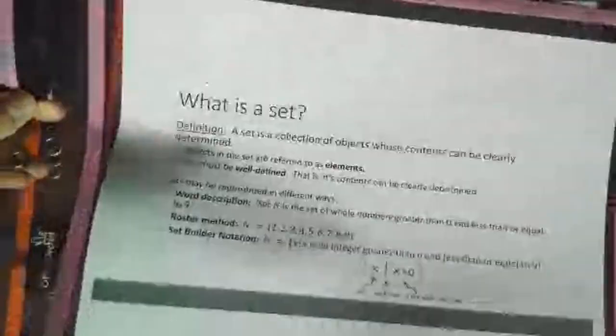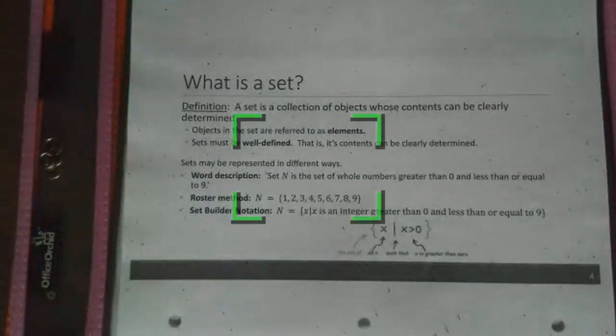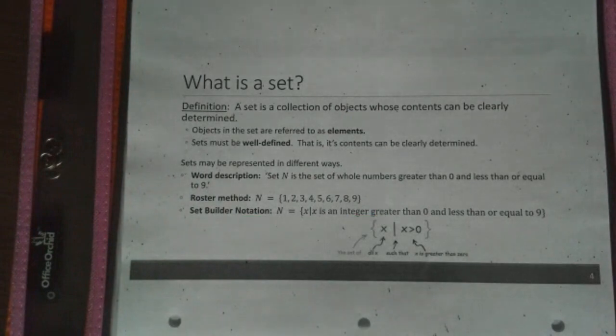The first section we're going to cover is sets. We're going to start off with the definition. What is a set? A set is a collection of objects whose contents can be clearly determined. Objects in the set are referred to as elements, and sets must be well defined. That is, the contents can be clearly determined.